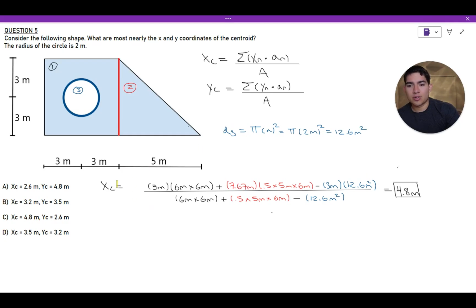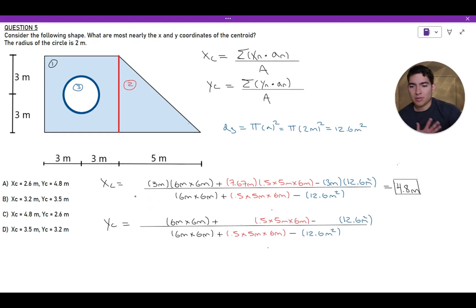So now to find the y coordinate for the centroid of this overall shape, everything's going to be pretty much the same in the formula, except we need to have the y coordinate for the centroid of each component instead of the x coordinate.